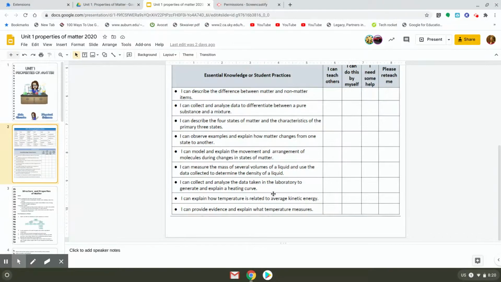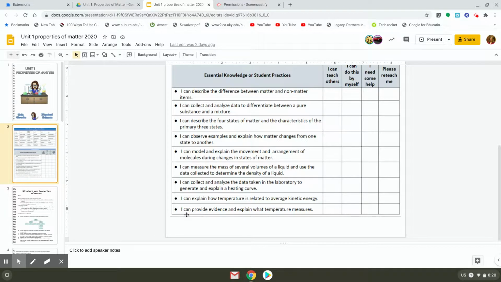I can collect and analyze the data taken in the laboratory to generate and explain a heating curve. You will not have any questions on heating curves, so you don't have to worry about that. I can explain how temperature is related to average kinetic energy. If you've read your notes, you know that kinetic energy is energy of movement, okay? And that temperature is how much kinetic energy any substance has. That's how much those atoms are moving. Okay. And I can provide evidence and explain what temperature measures.